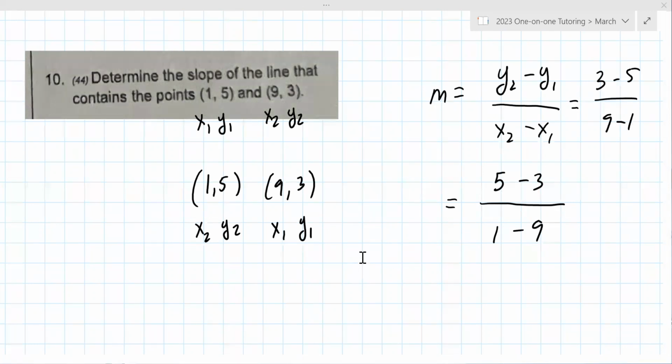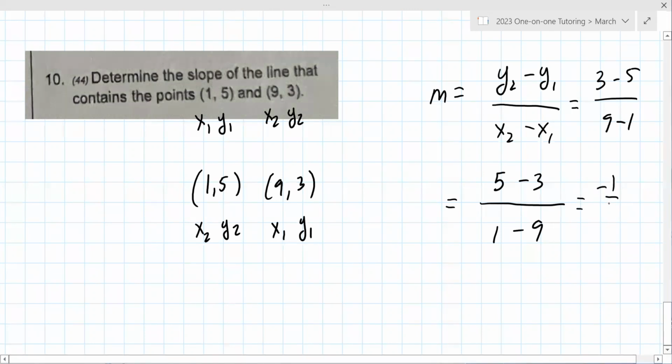What is the slope? Is it... I might have done this wrong. Is it negative 0.25? Yeah, I'd prefer negative 1/4. You want to stick to fractions for slope.